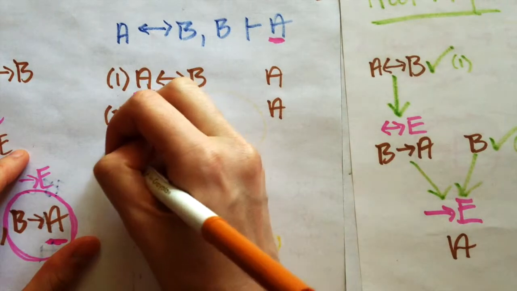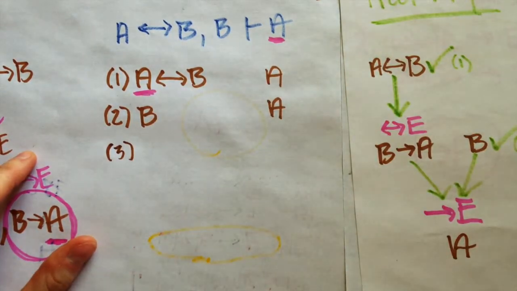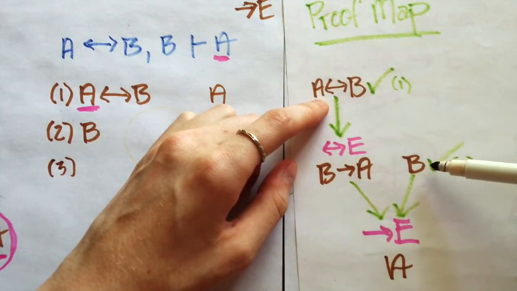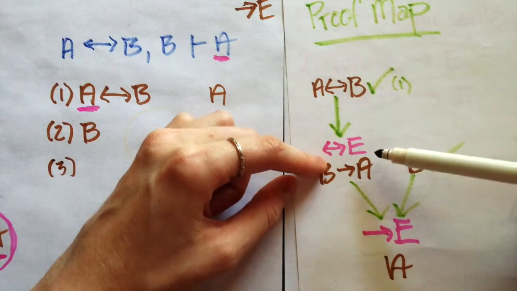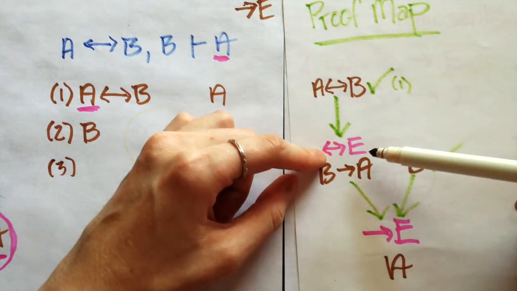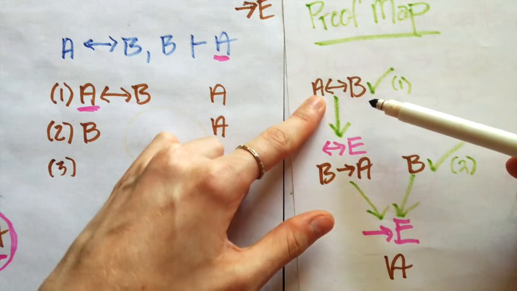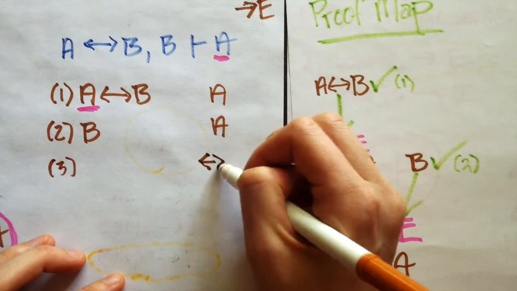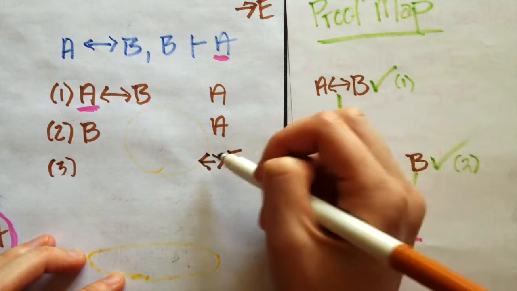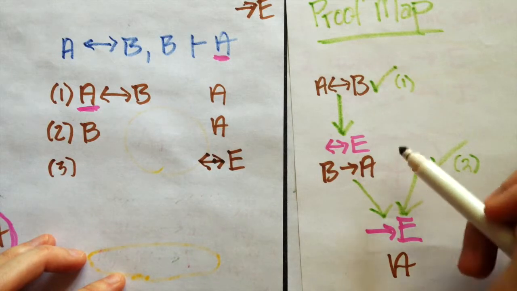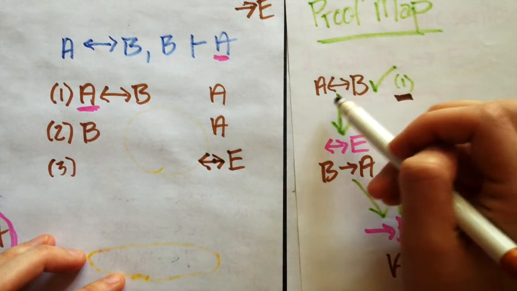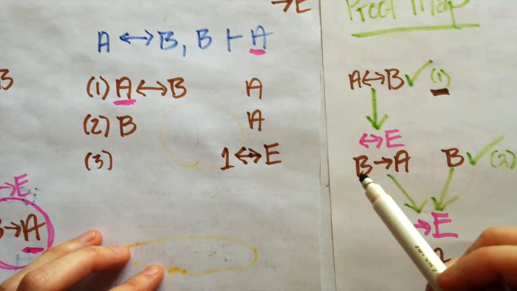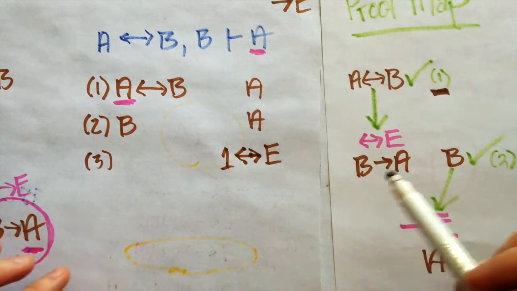All right, so line number 3. Well, we've already got this here, right? So the next thing we would need to do is this, before we get to the bottom. So line number 3, we've got A, double arrow B. We're going to use double arrow elimination together with line number 1, A, double arrow B. And that's going to give us the conditional if B, then A.